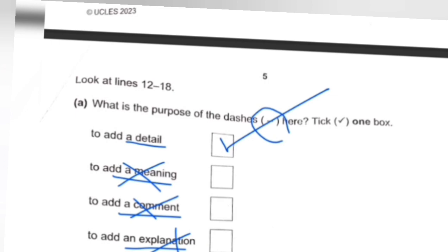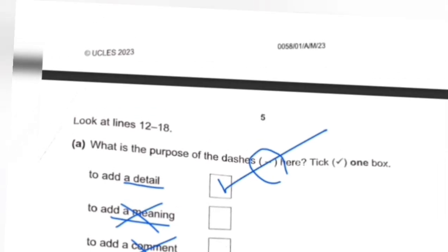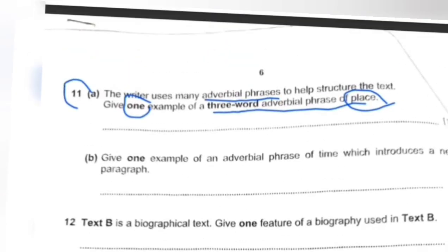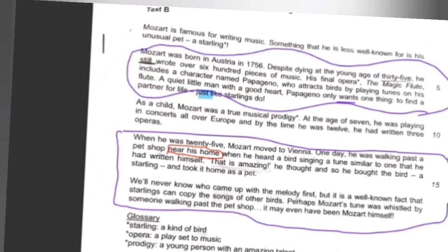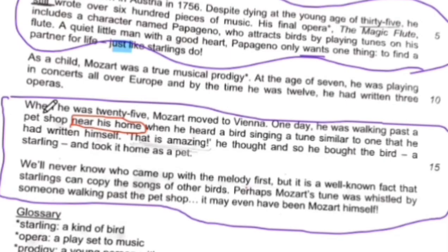Lines 12 to 18. No, this is right, 12 to 18. There is nothing except for near his home. But if I go a little bit higher here, we have all over Europe, but it's not in the same place. So it will be all over Europe and near his home.